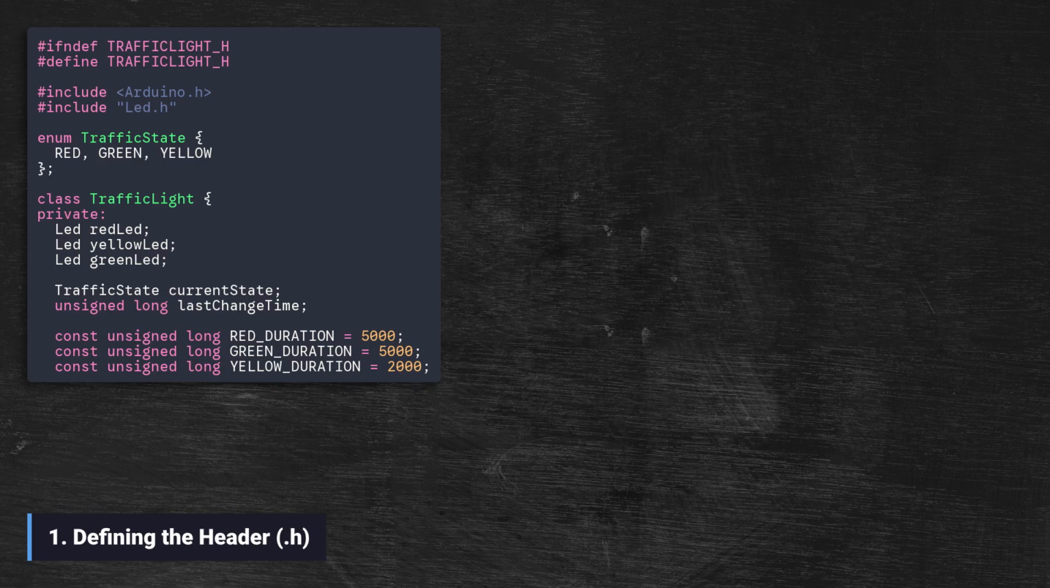In our header file, we first include LED.h. Inside the private section, we declare three LED objects: red LED, yellow LED, and green LED. This is called composition. Our traffic light has 3 LEDs. We also prepare an enumeration for our states and variables for timing, which we will use later.